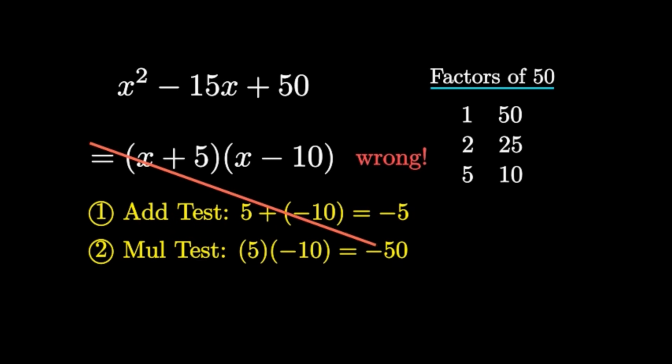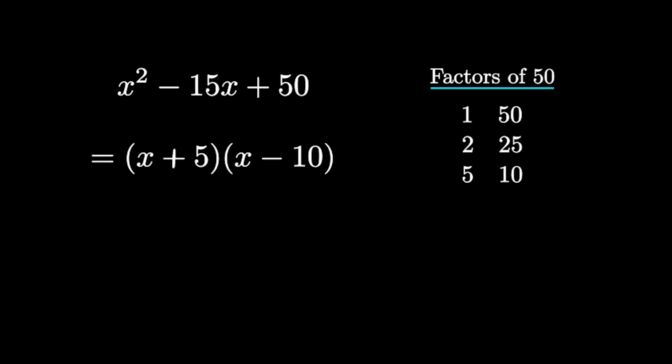And if you look at the other test, well, 5 times negative 10 gives me negative 50, and I need a positive 50, as you can see. So this is wrong. Now, let's change it to what it's supposed to be. It's supposed to be, and let's see here. Let's make this change. x minus 5 times x minus 10.